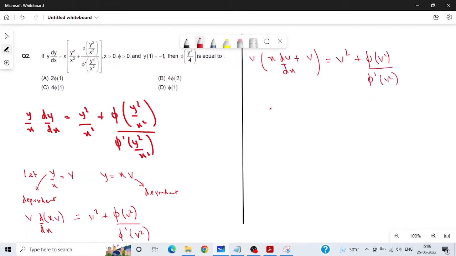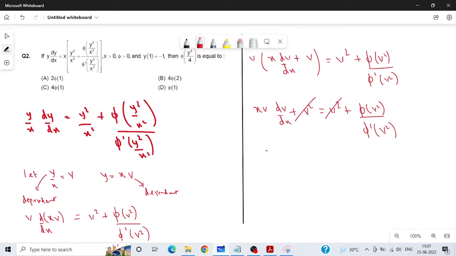Now we can just multiply v inside. So we get xv dv/dx + v² = v² + φ(v²)/φ'(v²). Even by looking at the function φ upon φ', it reminds us that we can use some formula of integration to get the answer. It's one of the standard ways. Anyway, we will arrive at that.